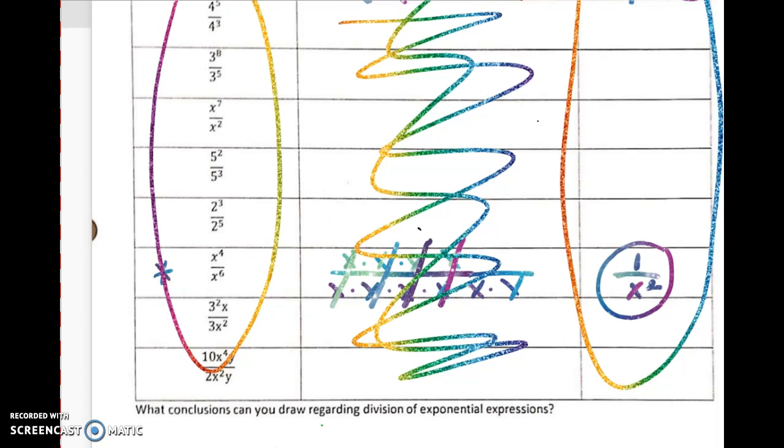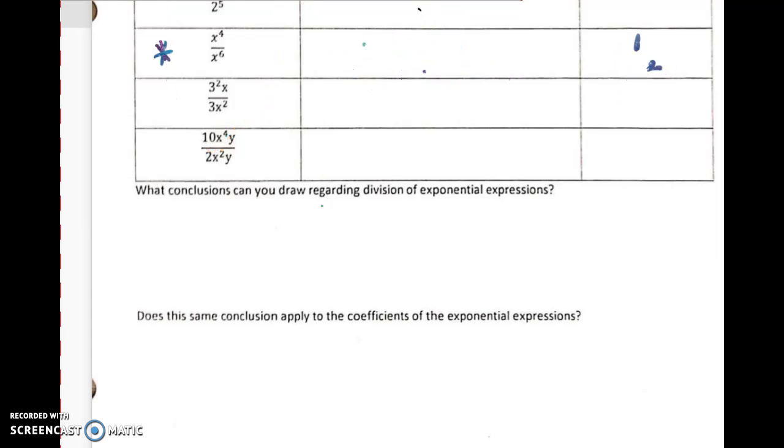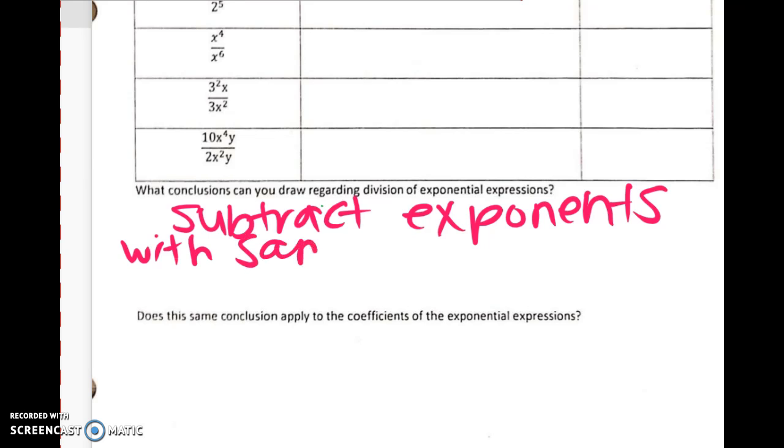Okay, so if you hear me, this means that you've already solved all of those problems up top and you've written them out in the exponential form and you know what the conclusion is. You should have found out that you're subtracting the exponents. So you subtract exponents that have the same base. And I'm going to show you what I mean.